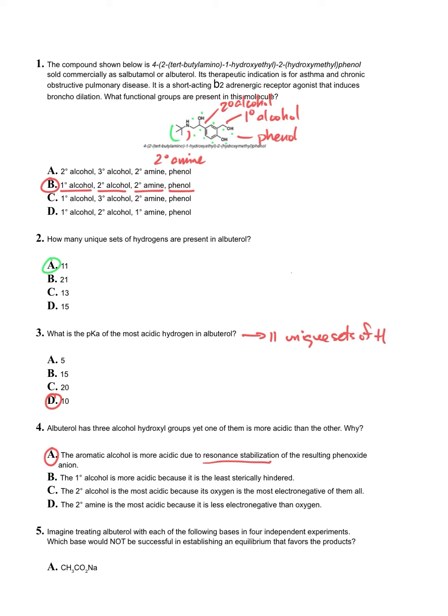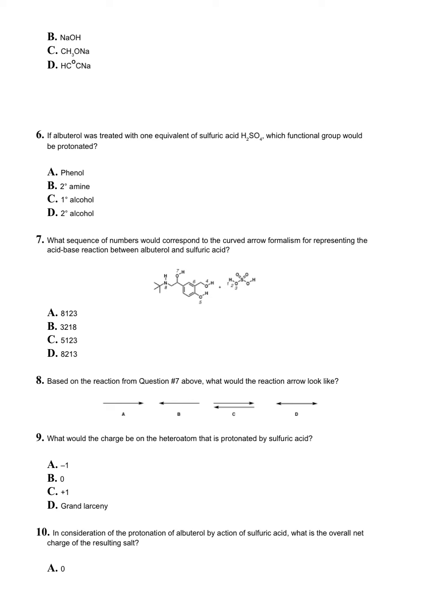So question 5 is basically asking you, if you treat albuterol in 4 different experiments, which base is not going to establish a product favored equilibrium. So that's essentially going to be answer A, because this is going to generate acetic acid as the conjugate acid of that base. And so if you're looking to fully deprotonate one of those hydrogens, you have to use a base with a delta pKa value that's going to favor that product equilibrium. So if you look at the remaining ones, sodium hydroxide, sodium methoxide, and the acetylene anion, those will all have a delta pKa of 10 or greater. So they're definitely going to push the equilibrium to the product.